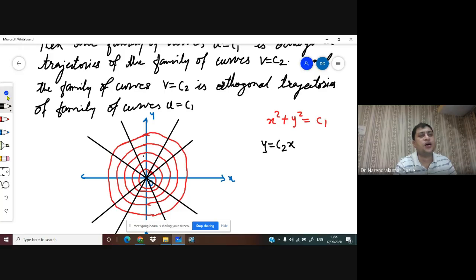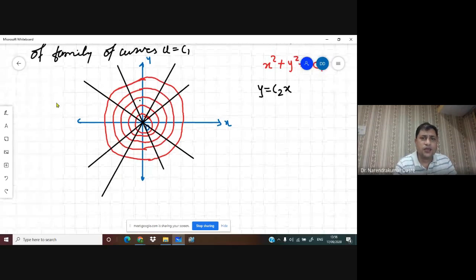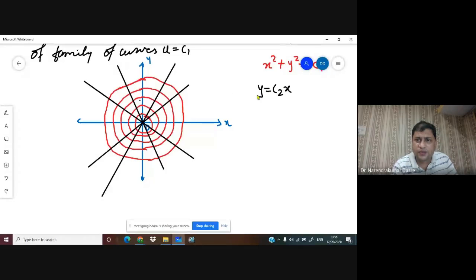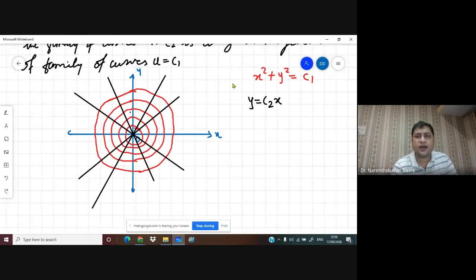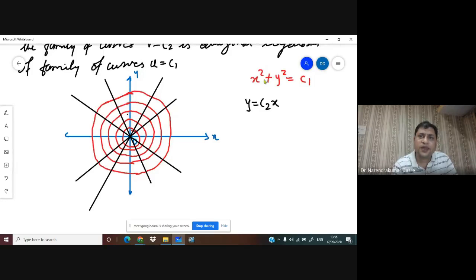Now you can see that each member of this family is intersecting each member of this family at 90 degrees. These lines are intersecting all the circles at 90 degrees. Or, another way, all these circles are intersecting all these lines at 90 degrees.